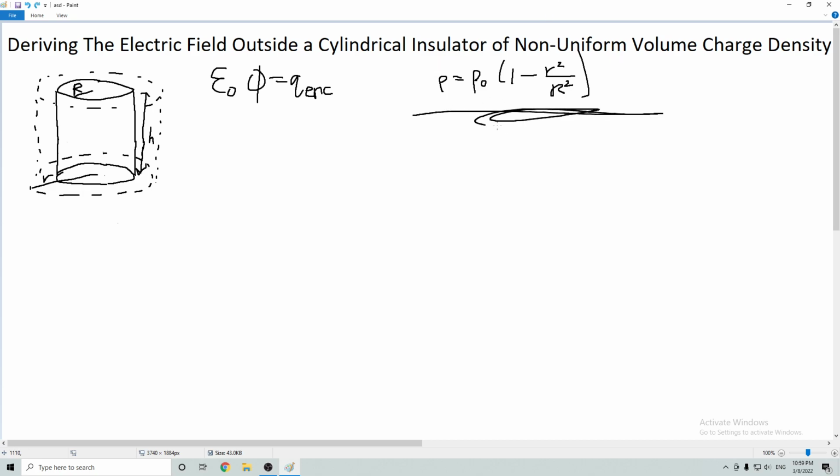So what this basically means is that as your radius increases, as you go out towards the surface of the cylinder, the volume charge density actually decreases.